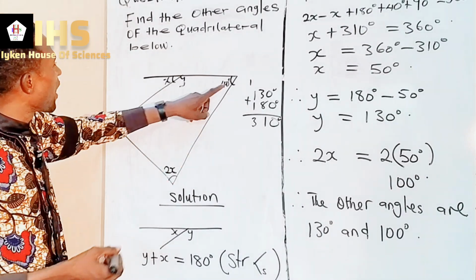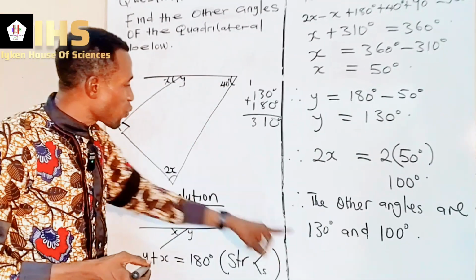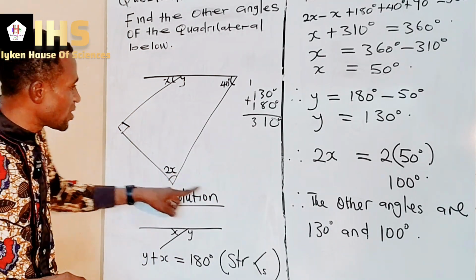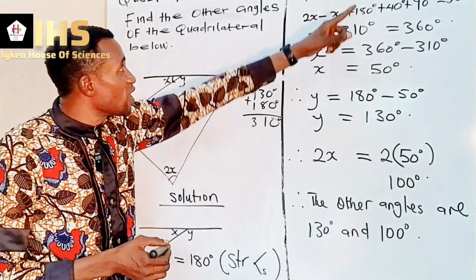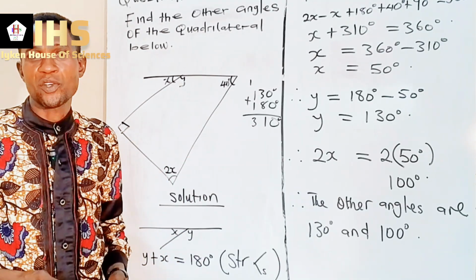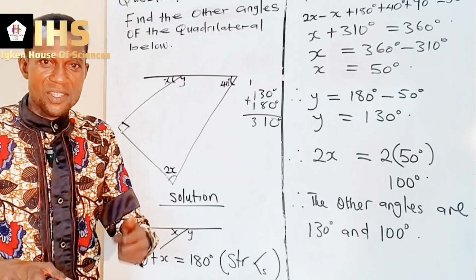By the time you add 40 to this y, which is what? 130 degrees, to 90 and then to 100, you ended up having 360 degrees. You can check that on your own and drop your answer at the comment section.